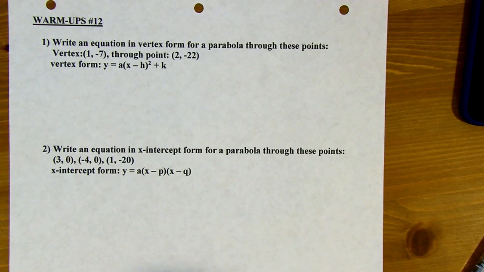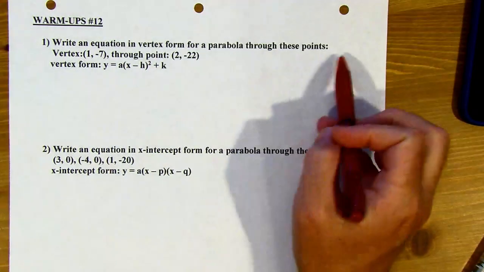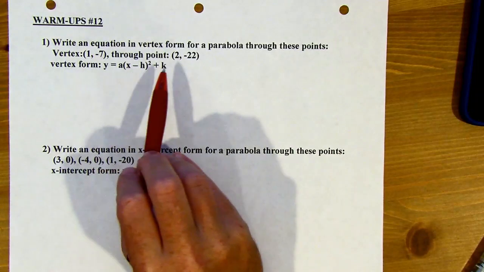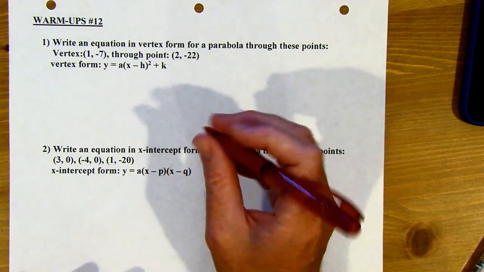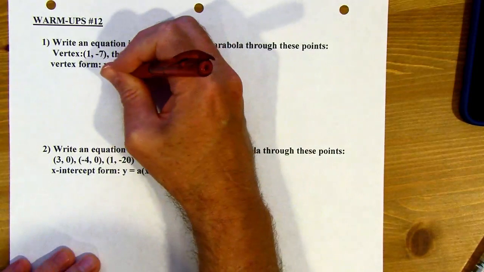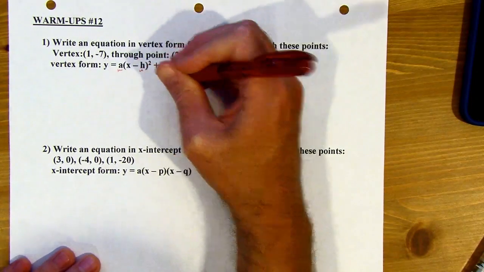Okay, here's warm-up number 12. We're going to write an equation in vertex form for a parabola through these 2 points. And vertex form is right here, okay? So what we really need to do is figure out what A, H, and K are, right?